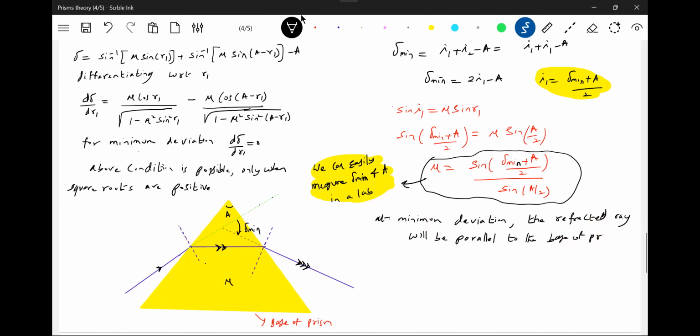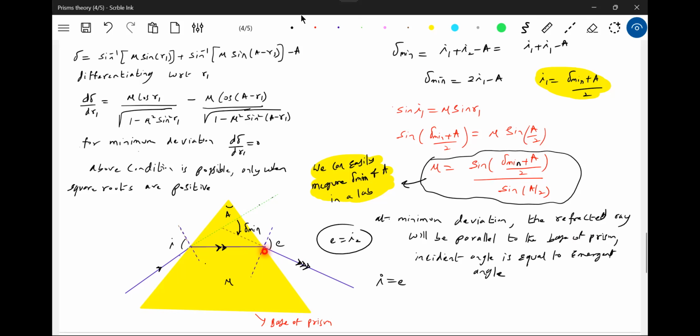I think I'll conclude this. Incident angle is equal to emergent angle, where E is nothing but I2, I just changed its symbol, and these two angles will be equal again: R1 equal to R2. So what is the main purpose of minimum deviation? Why do we use it in the lab? To find out the refractive index of the material of the prism.